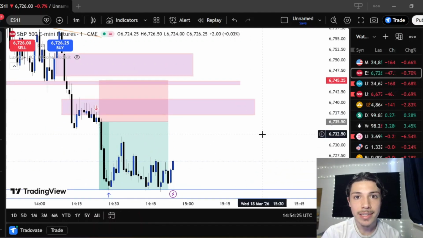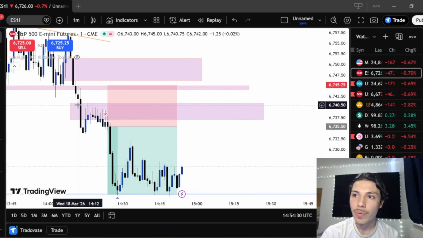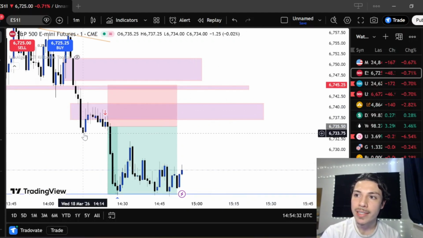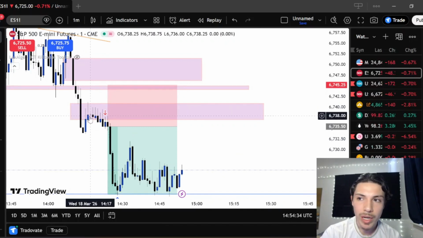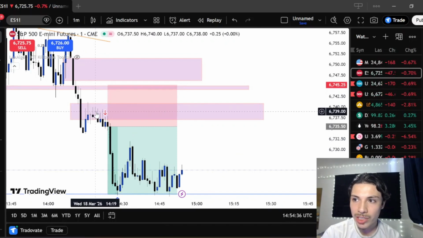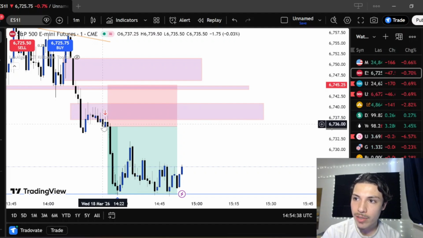Let's wait for a retest. Let's wait for a rejection, and then we can take the sell. As you can see, we have this bearish fair value gap. Price came in, retested it, weak rejection, weak rejection, weak rejection. I wasn't really comfortable with them until we got this rejection right here. And I was like, yep, perfect.